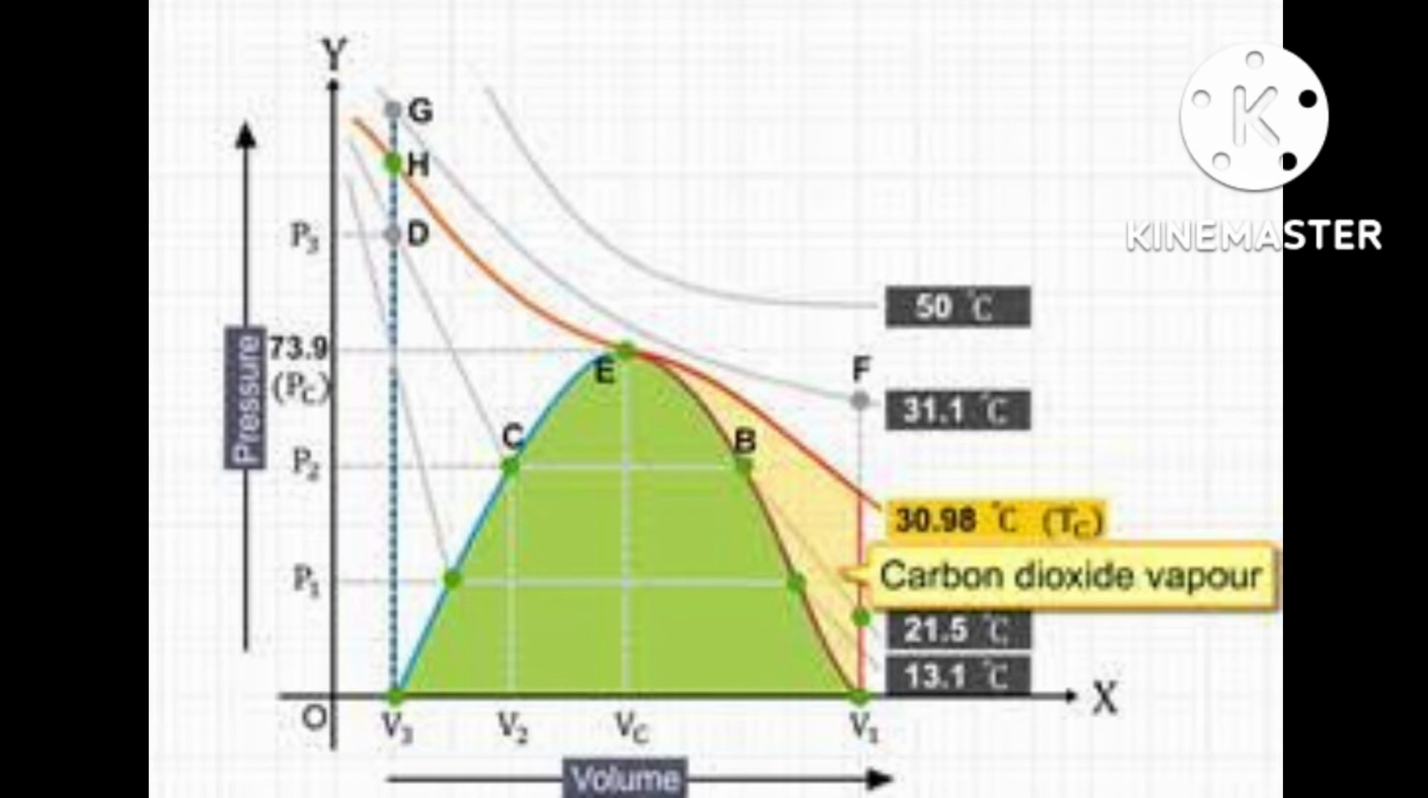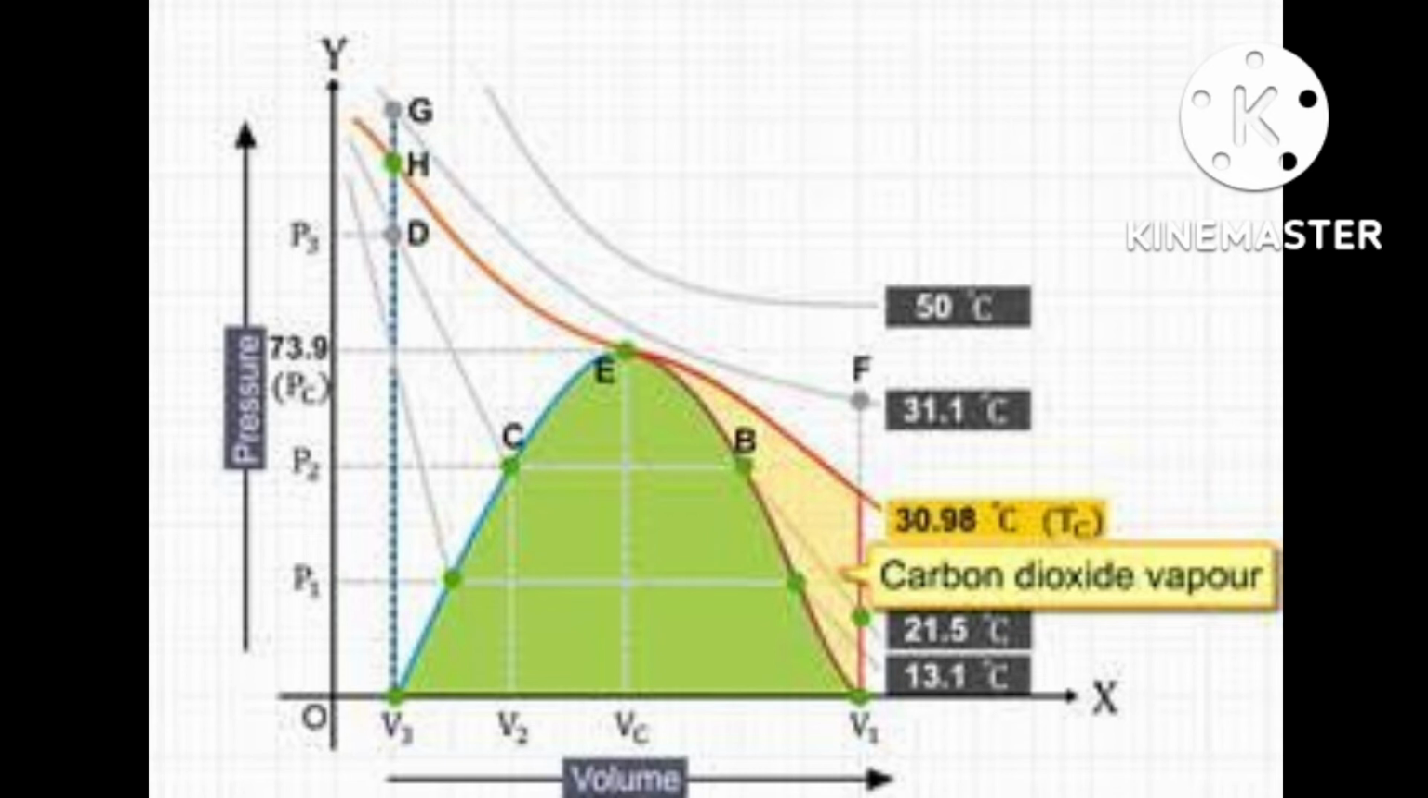30.98 degrees centigrade is called the critical temperature, Tc, of carbon dioxide. This is only for carbon dioxide; different gases have different critical temperatures. This is the highest temperature, if you go from the downside with the temperature slowly increasing, at which liquid carbon dioxide is observed. Only at this temperature or below is conversion to liquid possible.